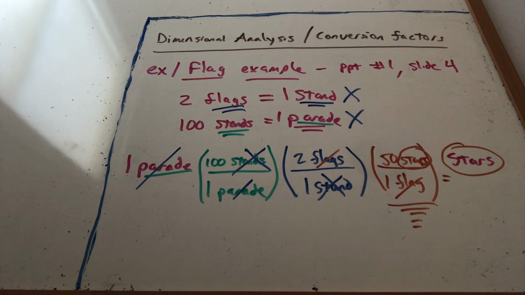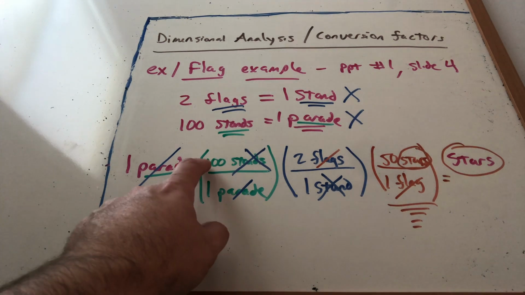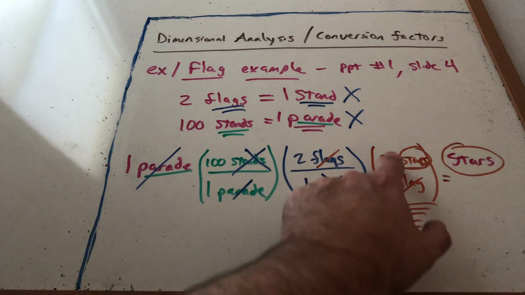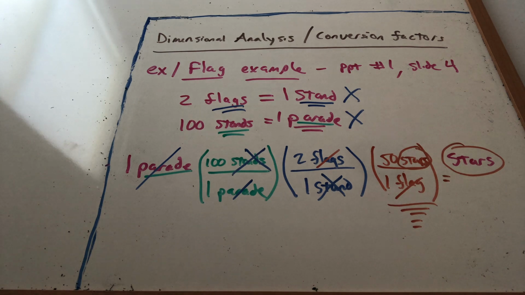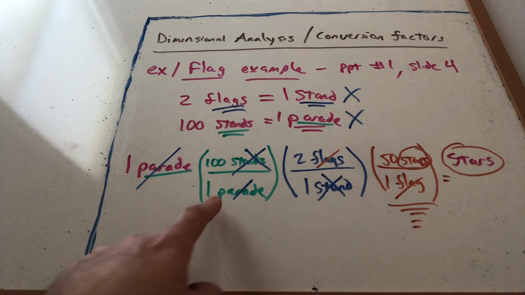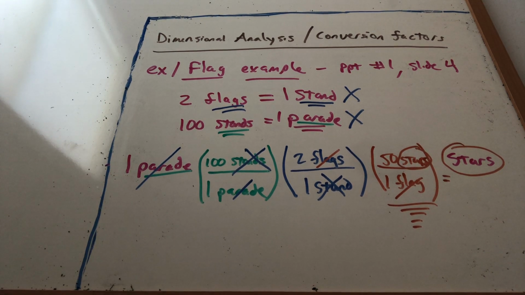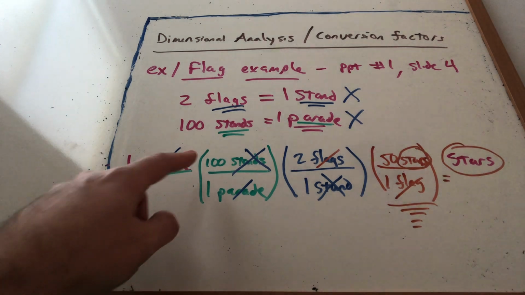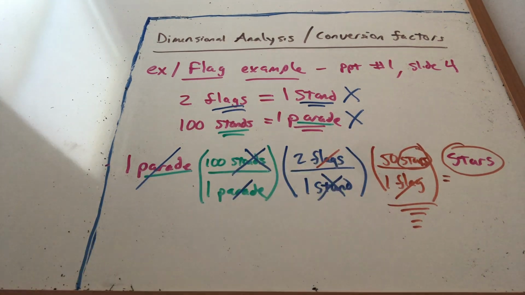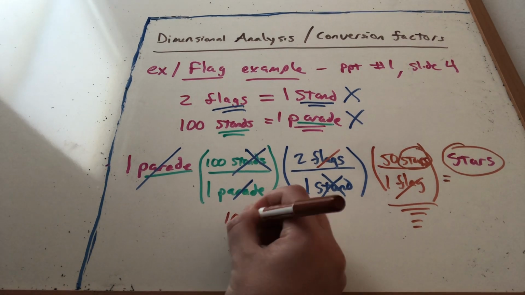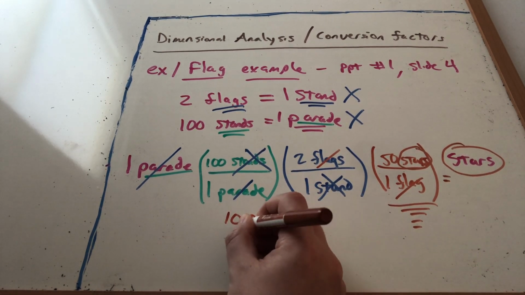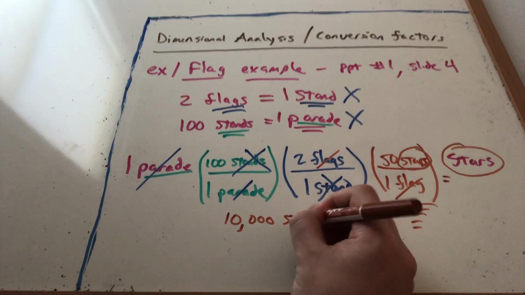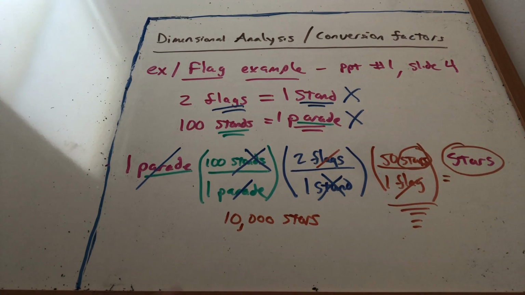So now I can put this into my calculator. I can take 100, I can take 2, and I can take 50, and I can multiply them all together. You could multiply by 1 and divide by 1, but remember that doesn't really change your outcome. So to save time, just kind of focusing on the numbers that matter. 100 times 2 times 50 gives me 10,000. Okay? 10,000 stars would be along that parade route.